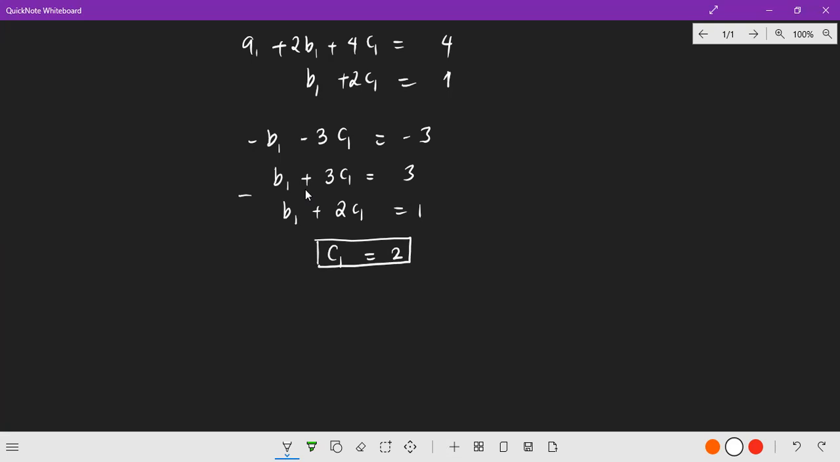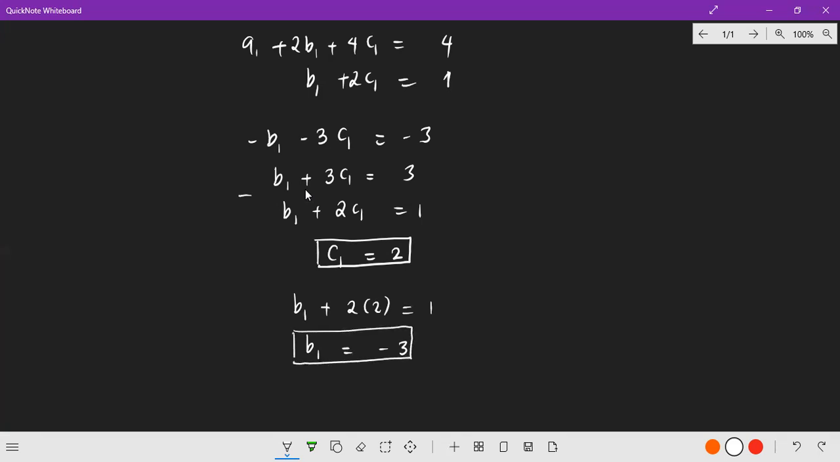And then you can get our B1 from this using either of those equations. So in this equation here, B1 plus 2, our C1 is 2, equal to 1. So this tells us that our B1 is simply equal to -3. Okay, so we found our B1.